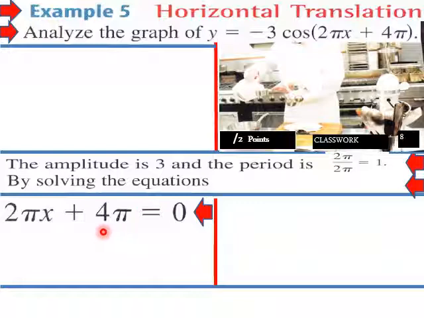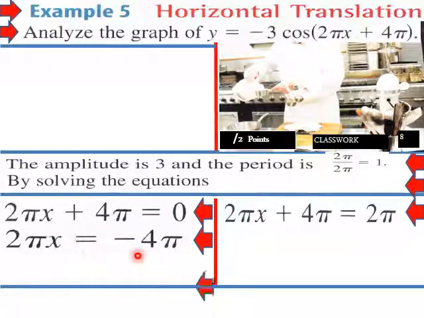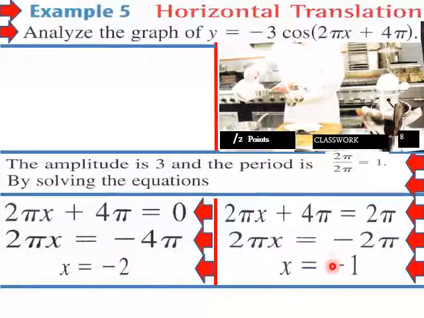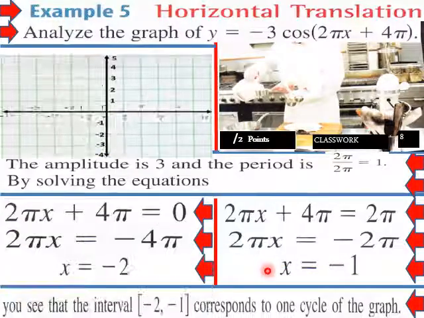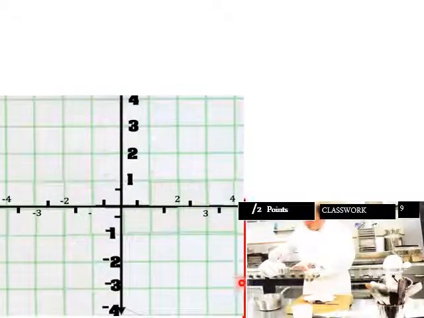By solving the equations, 2 pi x plus 4 pi equals 0, and then 2 pi x plus 4 pi equals 2 pi. So we're solving this to find our interval length. So 2 pi x equals negative 4 pi, and then we continue to solve that. x equals negative 2, and then over here 2 pi x equals negative 2 pi, x equals negative 1. So what we have on this side of the y-axis is negative 2 and negative 1. So negative 2, negative 1 would be the length of our interval here, of course, one cycle of the graph.